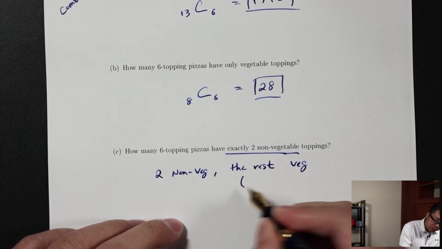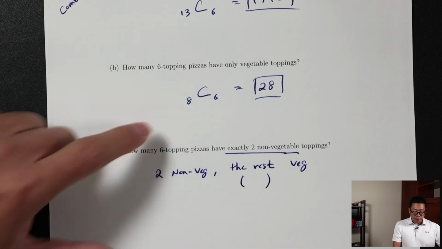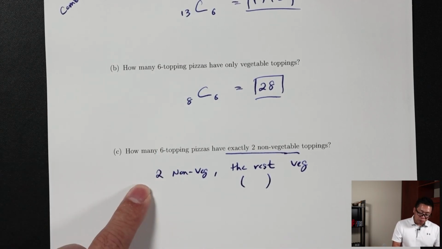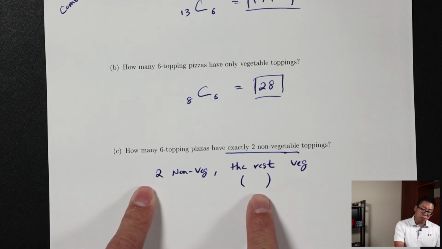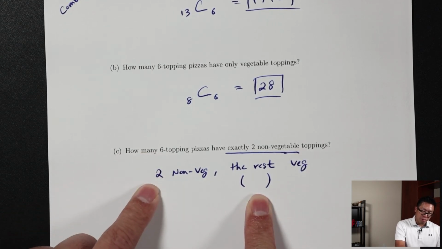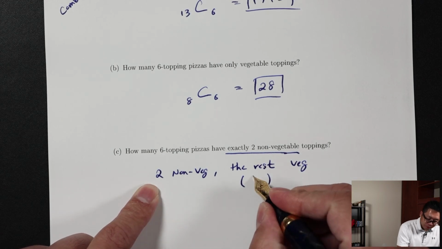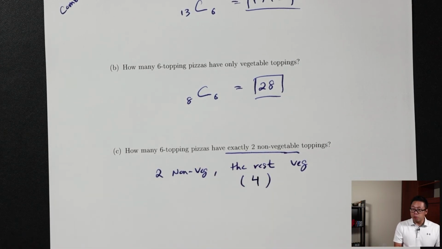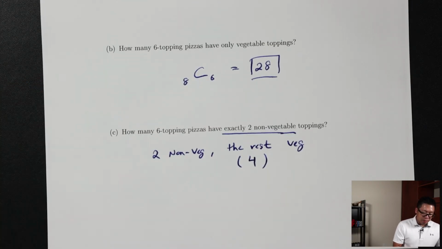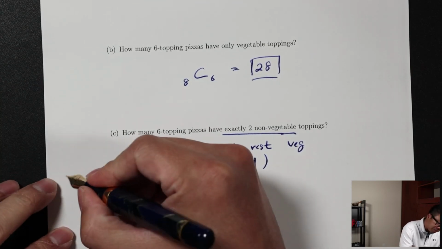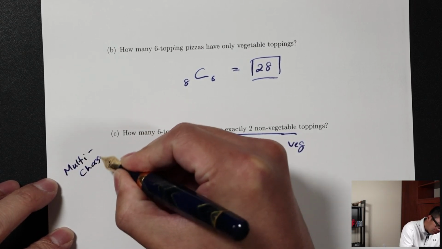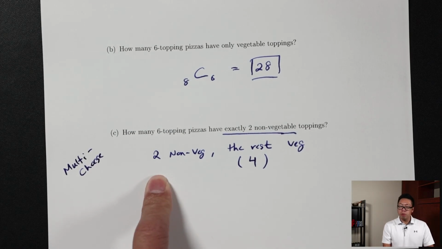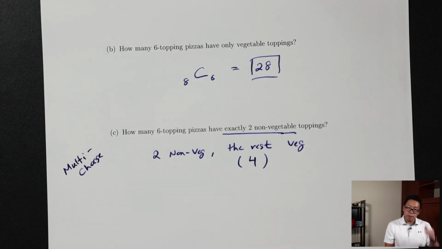How many would be the rest? I still want a 6-topping pizza, right? So 2 non-vegetables. How many is the rest? I want the total to be 6, so the rest would be 4. Exactly 2 non-vegetables means 2 non-vegetables, 4 vegetables. So this is going to be a multi-choose, where I choose 2 from the non-vegetable list and then 4 from the vegetable list.